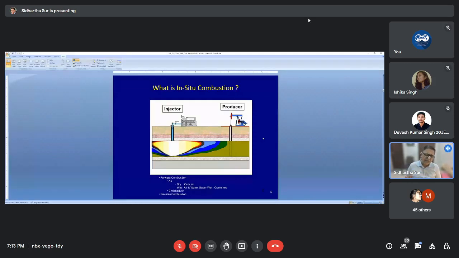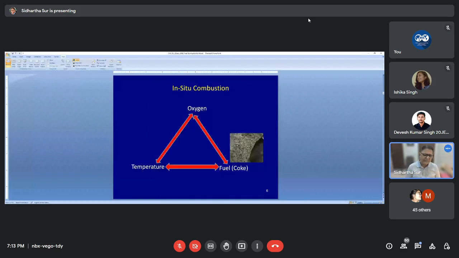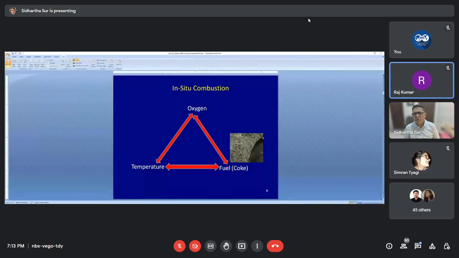So can you see this slide? This triangle, red triangle? Yes, sir.